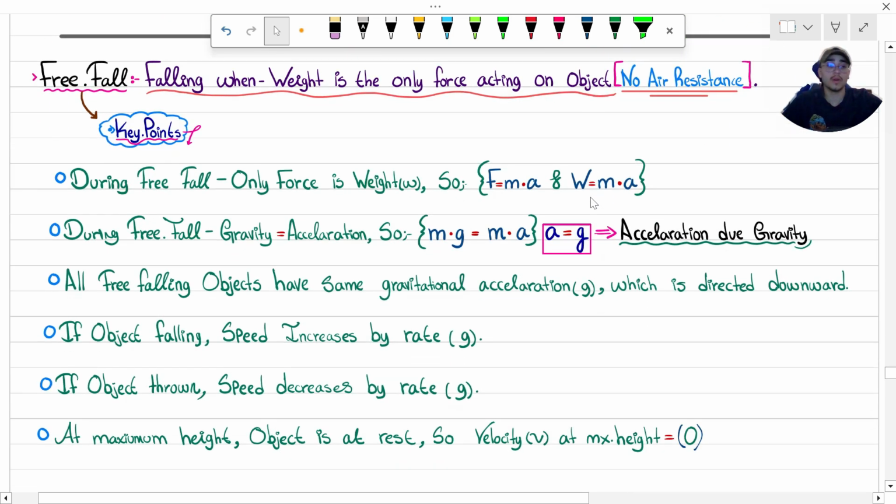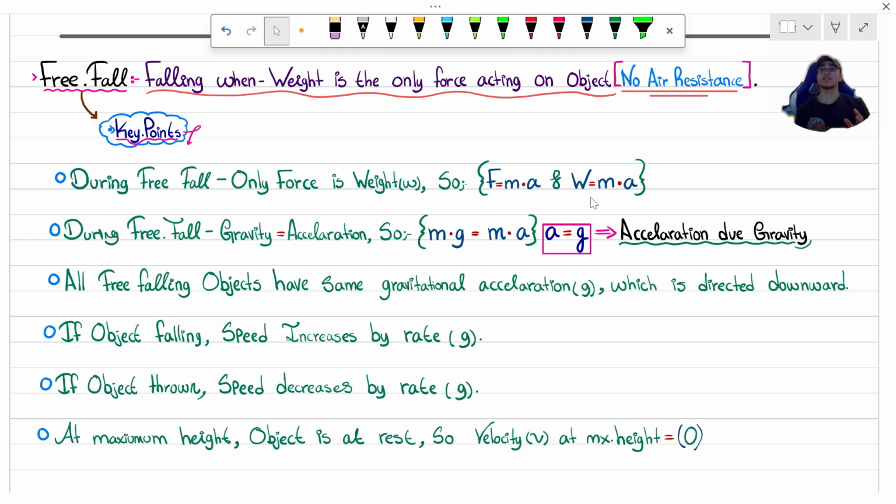The last part of our topic is free fall. To define all of what you see here very simply and easily, free fall is falling when weight is the only force acting on the object. There is no air resistance, it's just falling with weight only acting.